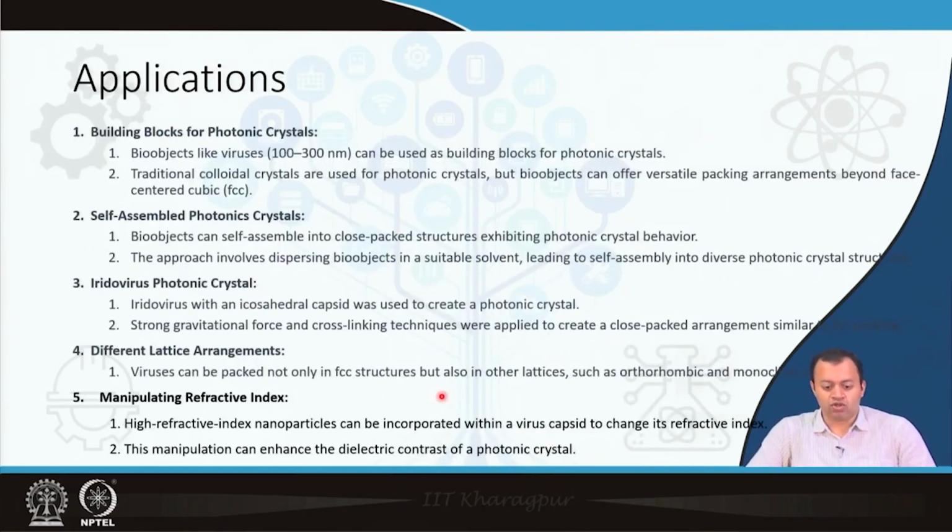It can be used for making naturally occurring photonic crystals, traditional colloidal crystals used for photonic crystals. Opals are by definition 3-dimensional photonic crystals. People use opals as some kind of precious stone for a ring, or even you will see it in their necklaces. There are iridovirus photonic crystals. The capsid was used to create photonic crystals, and you manipulate basically refractive indices and create frequency filter devices, modulators, switches, etc.